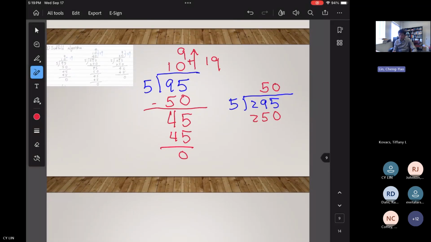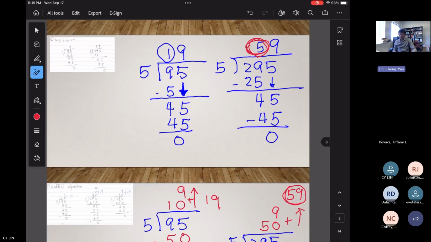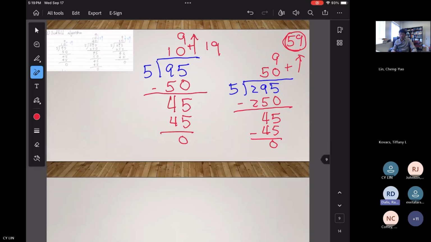You take 5 times 50, you got 250, right? And you want to subtract this, and you want to get 45, right? Then next, you take 9 times 5, 45. You subtract this, and then add up the total on the top. So 50 plus 9, so the answer will be 59. Our answer will be 59. Is that the same answer as what we did for this one, yes or no? Yes. All right.